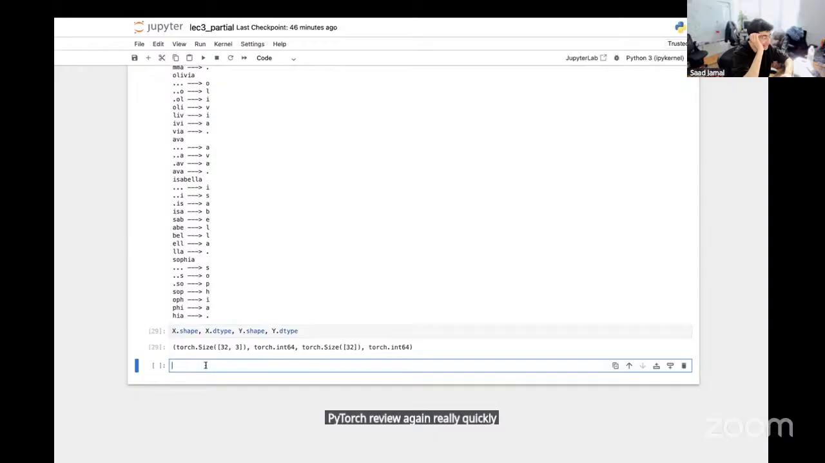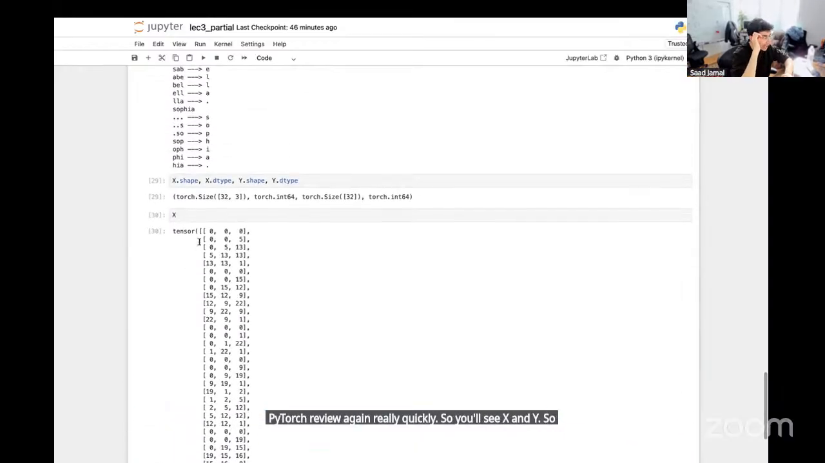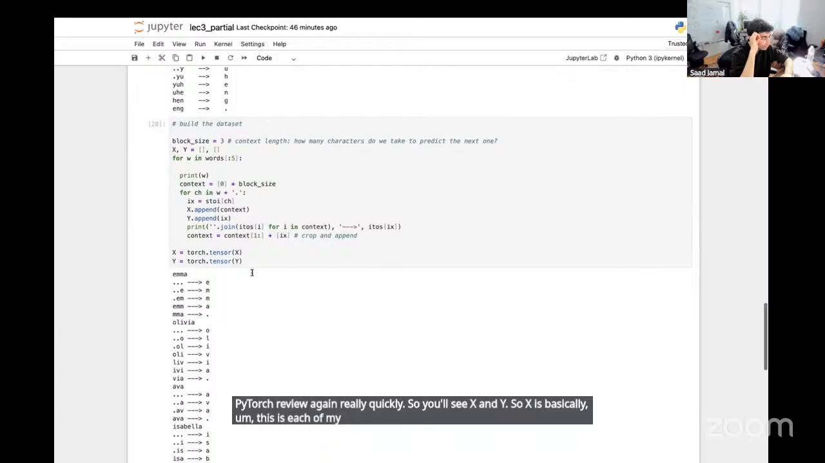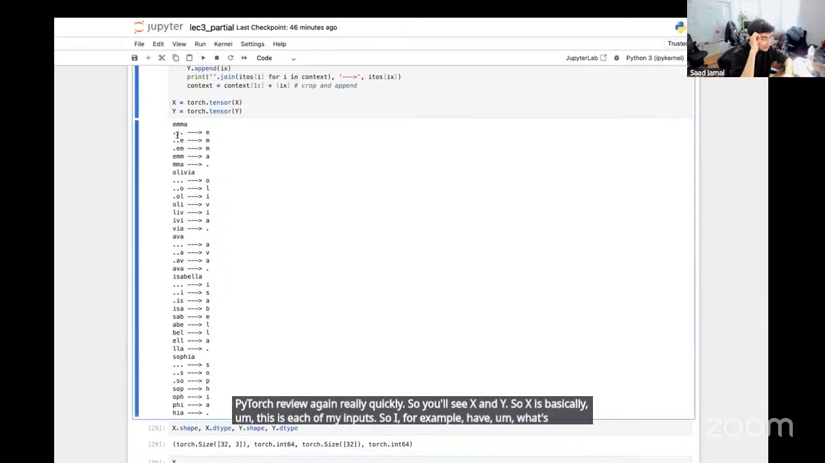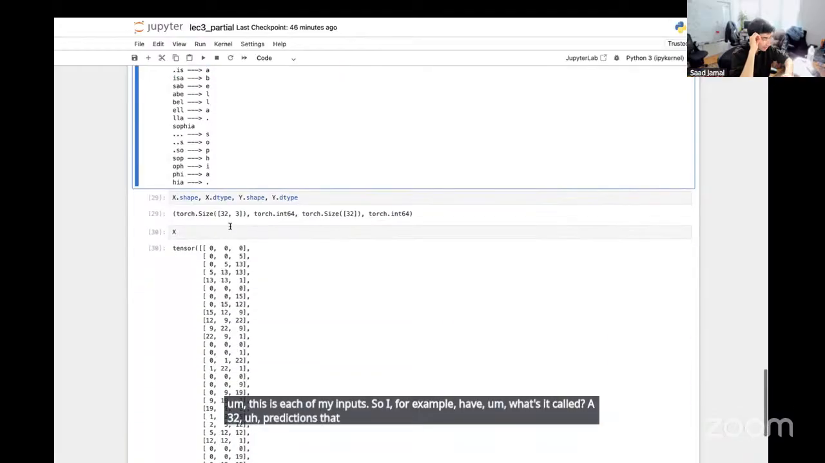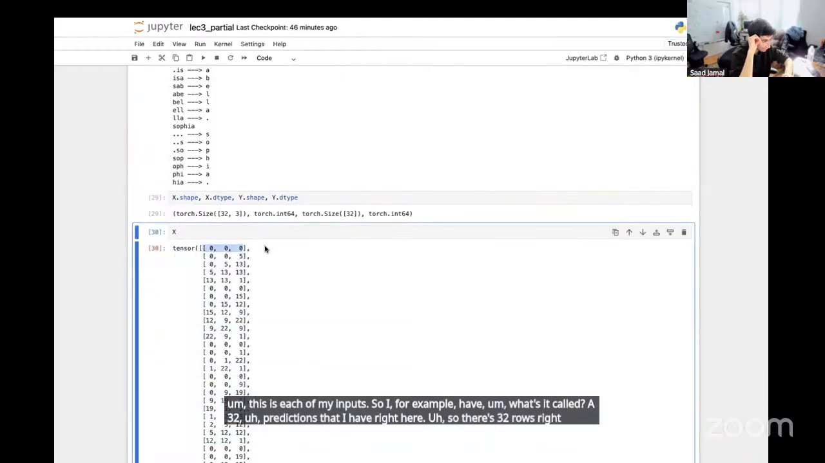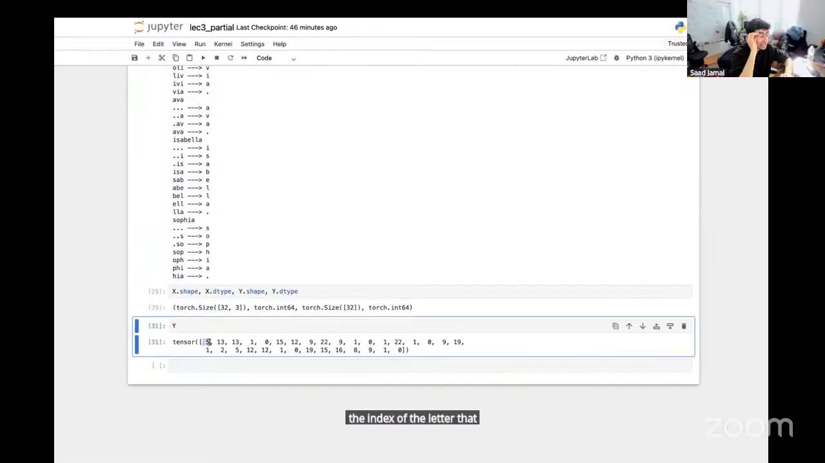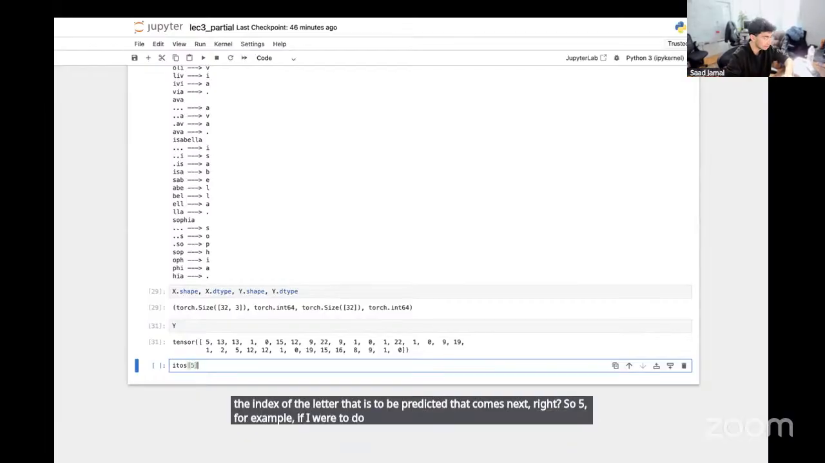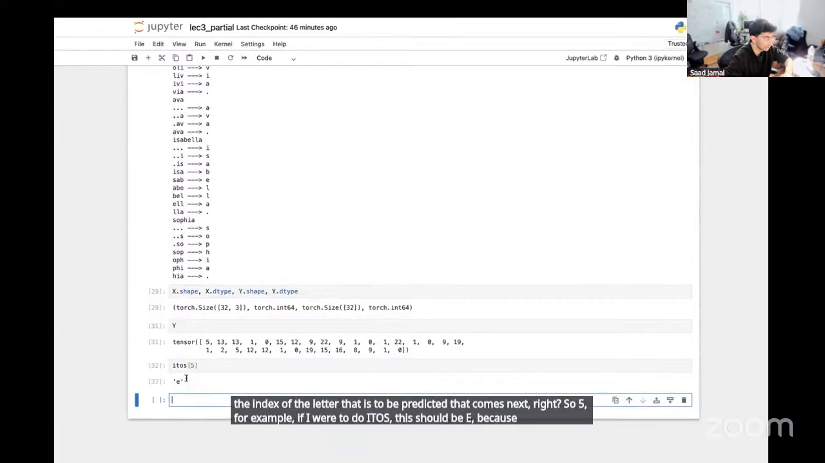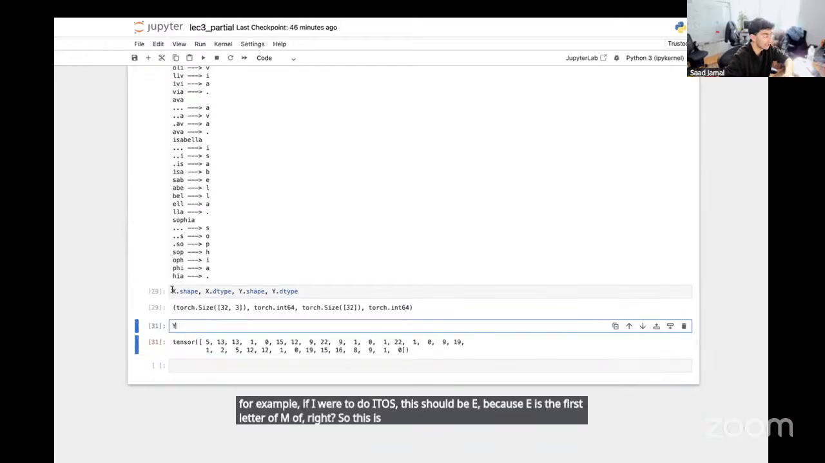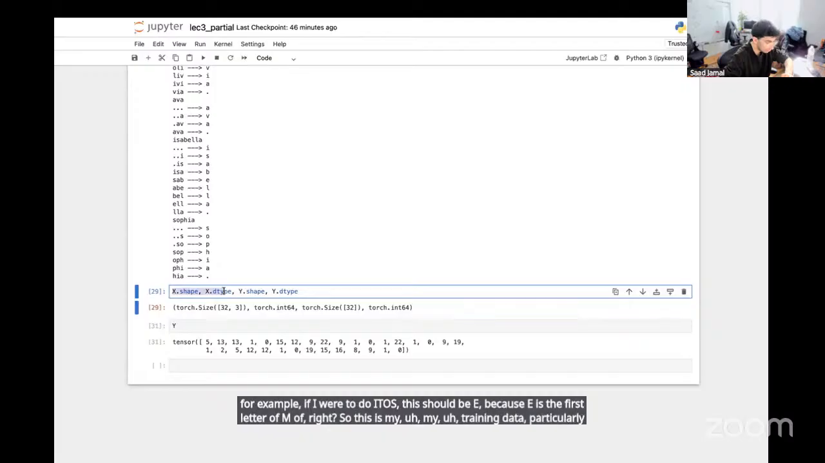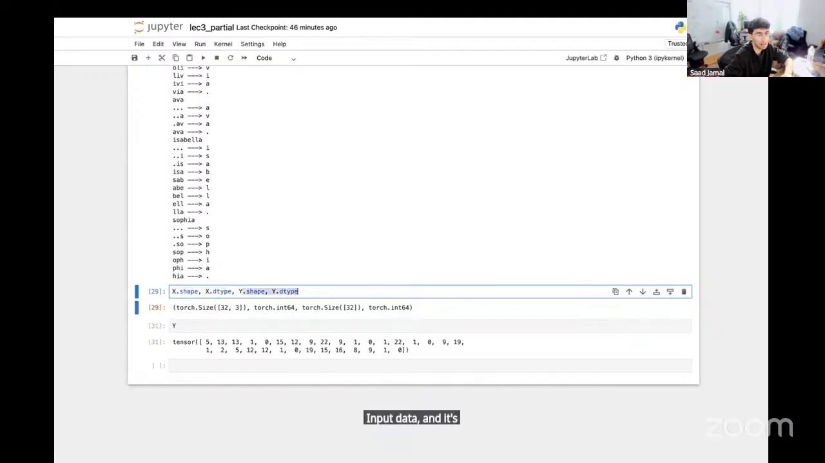So you'll see X and Y. X is each of my inputs. I have 32 predictions right here, so there are 32 rows. You can see, for example, that the first row is special character, special character, special character, right? And then Y is the index of the letter that is to be predicted next. So 5, for example, if I were to do ITOS, this should be E, because E is the first letter of Emma, right? So this is my training data. It's my input data and it's my predictions that I should be making.